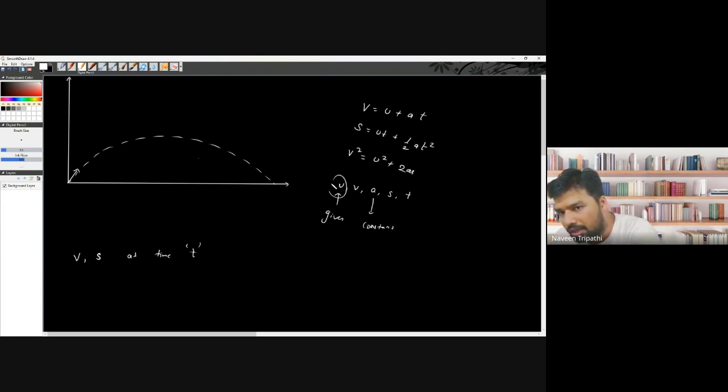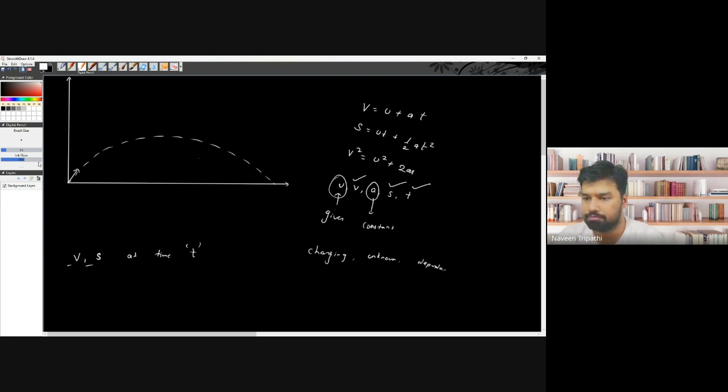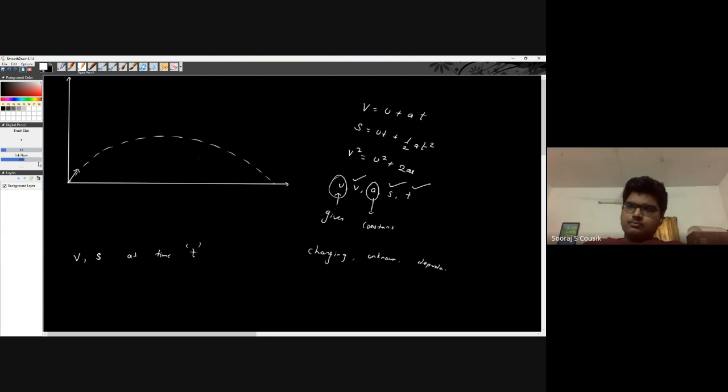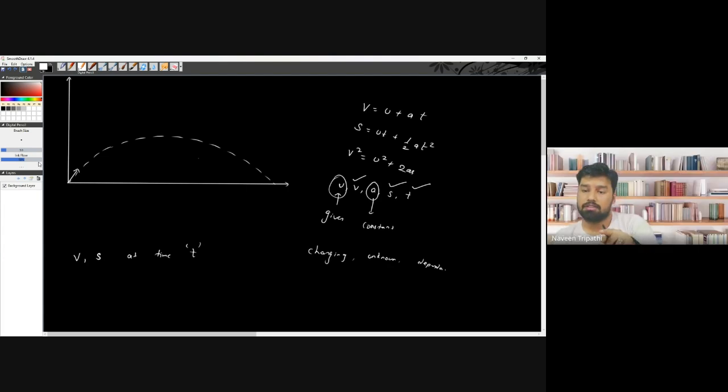Because these two are constant, given quantities, how many other letters are left? V is left, S is left, T is left. Now these three are changing quantities. You can call them changing quantities, unknown quantities, or dependent quantities. They depend on time. See, V and S depend on time. Understood? Now, because we write V and S as dependent on time, the equations are written like this. See, V, S, and T.